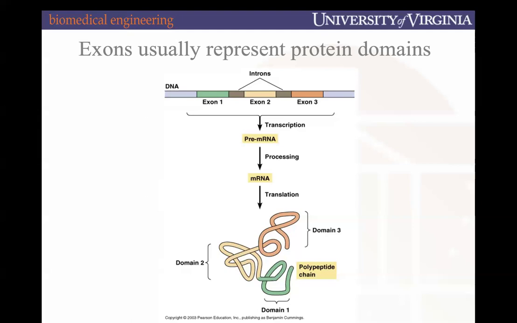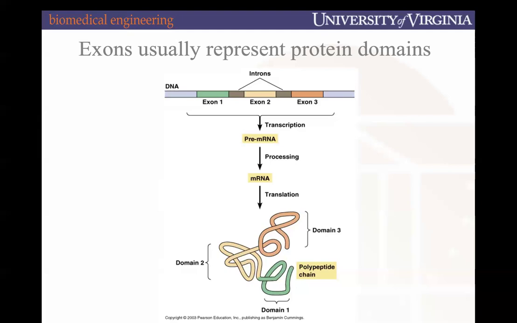For example, hemoglobin has two dimers that come together to form this large macromolecular structure. Each subunit is encoded by a different gene. The domains of a protein are typically encoded by different exons. Sometimes a single exon encodes a domain, or a combination of exons encode a single domain.